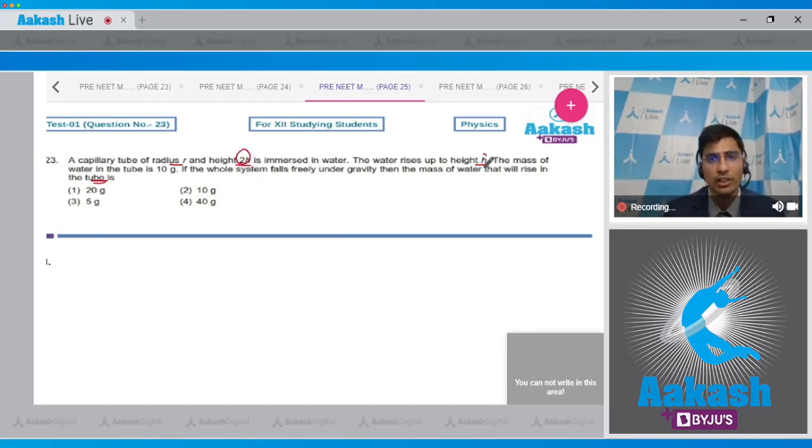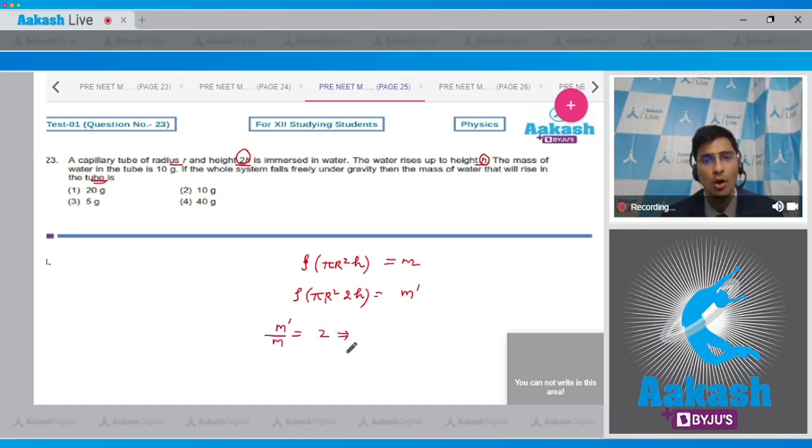Now, in the case of h, if the mass is m, we can find out the mass in the case of height 2h. The mass can be written as the density into the volume, and volume can be written as pi into r square, that is the area of the base, into height h. So this will be m. In the second case, m dash will be equal to rho into pi r square into 2h. We can divide these two equations and we can write down that m dash by m will be equal to 2, or m dash will be equal to 2m.